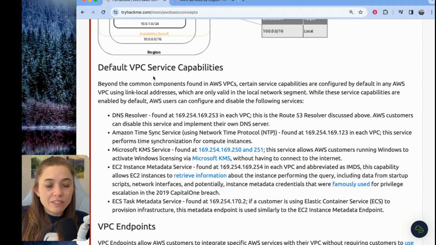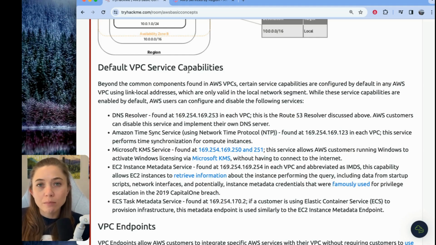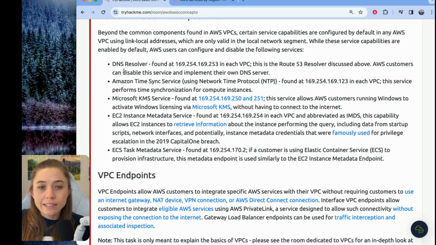Next section is default VPC service capabilities. This is talking about different service capabilities that are configured by default in each AWS VPC using link local addresses. And a link local address just means you can only communicate with that address from within that subnet. So in your VPC, link local addresses are only usable within your own subnet. These are services available by default in the VPC that you can either configure, work with, use, or you can decide to disable them. So first is DNS resolver.